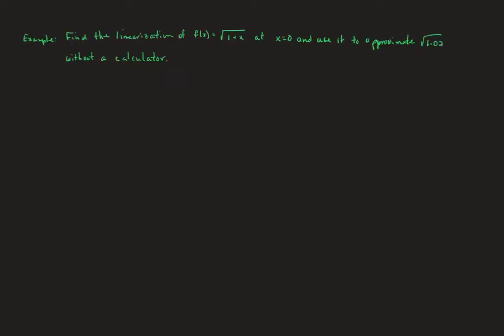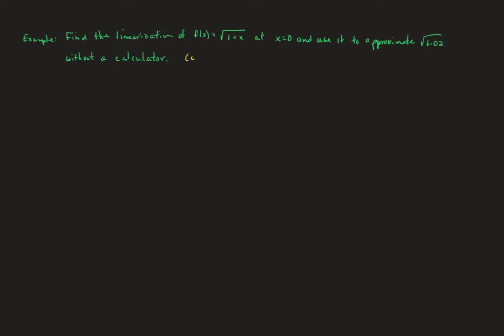So let's find the linearization of f of x equals the square root of 1 minus x at x equals 0, and then use it to approximate the square root of 1.02 without a calculator. To find a linearization means to find the tangent line. And to find a tangent line, we need a point and we need the slope.